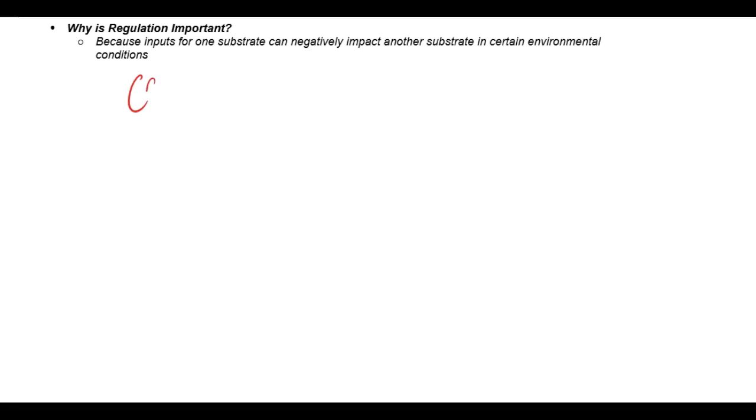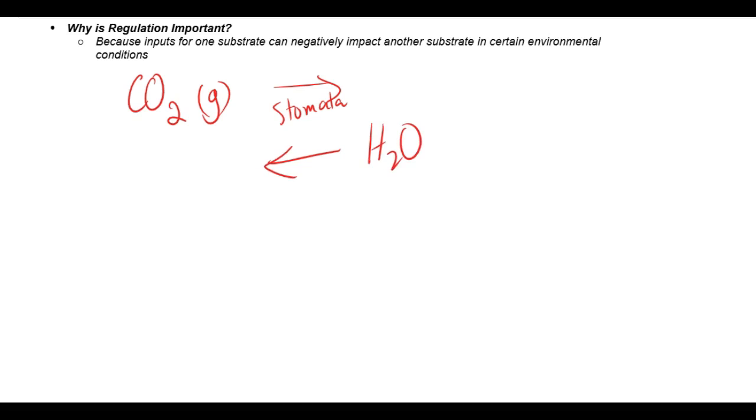For example, getting CO2 into the leaf. CO2, carbon dioxide, goes in as a gas. It goes in through the stomata. However, whenever you open the stomata to get CO2 in, you also let water out. So just trying to get carbon dioxide into the leaf is going to impact one of the other substrates.